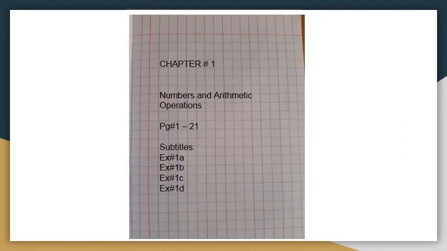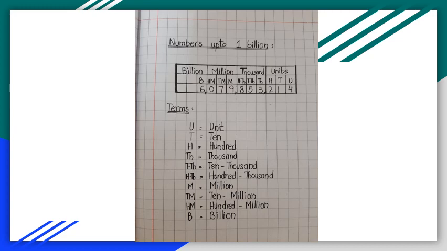The very first page of your copy will be your midterm syllabus title page. You are going to paste and write the midterm syllabus there. And the next page will be the title page of midterm. After that, you need to make a title page of your first chapter, that is numbers and arithmetic operations, and write the subtitles the way it is mentioned in this slide. After that, make a place value chart the way I have mentioned in this slide and write the terms. It will help you inshallah.